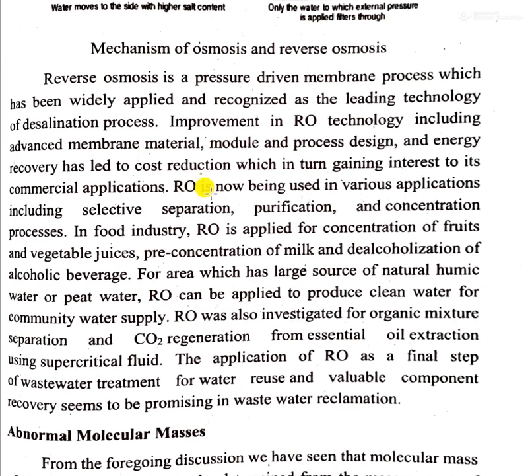As a result, reverse osmosis is now being used for various applications, including selective separation, purification and concentration processes. In the food industry, reverse osmosis is applied for concentration of fruit and vegetable juice, pre-concentration of milk and de-alcoholization of alcoholic beverages. All these are various applications of reverse osmosis or RO. Again, for areas which have a large source of natural humic water or peat water, RO can be applied to produce clean water for community water supply. This is another application. So there are many applications given in this section.